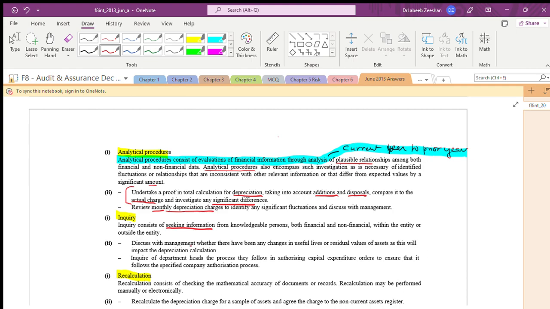This is one type of getting audit evidence: from knowledgeable persons, both within the entity or outside the entity. Within the entity, I will go with the first one. Discuss with the management whether there are any changes in the useful life or residual values of the assets, as it will have an impact on depreciation. Any changes in the useful life will definitely change the amount of depreciation.